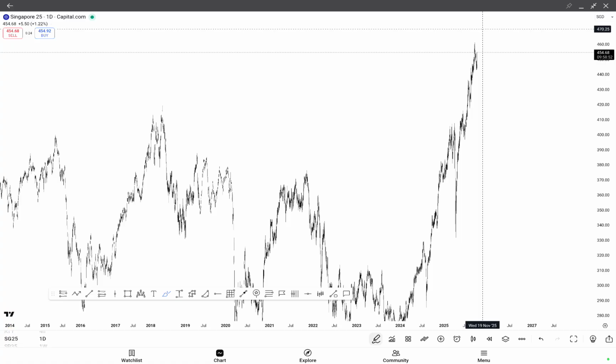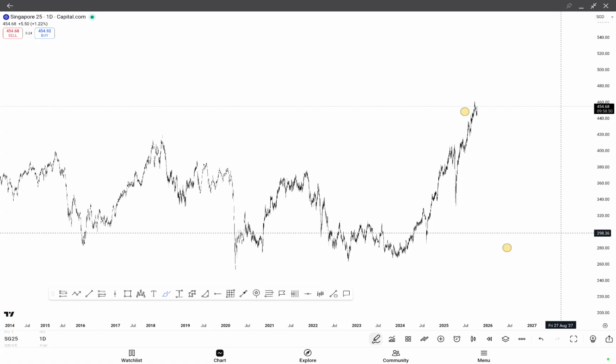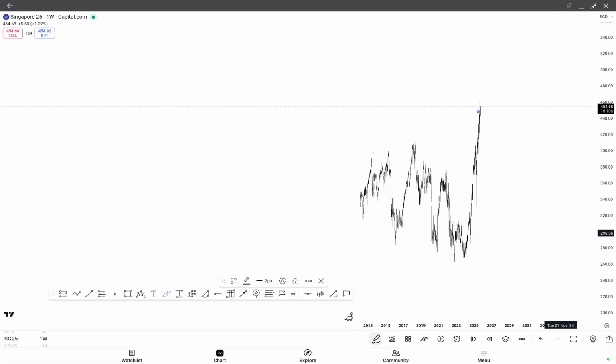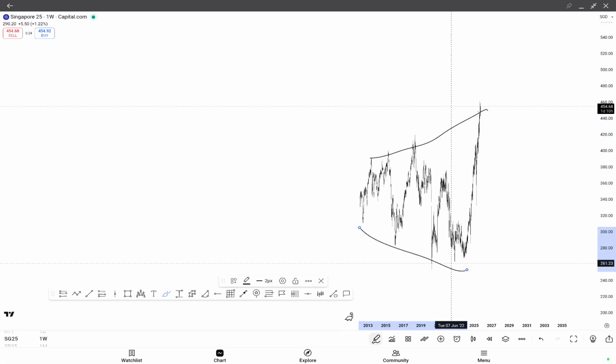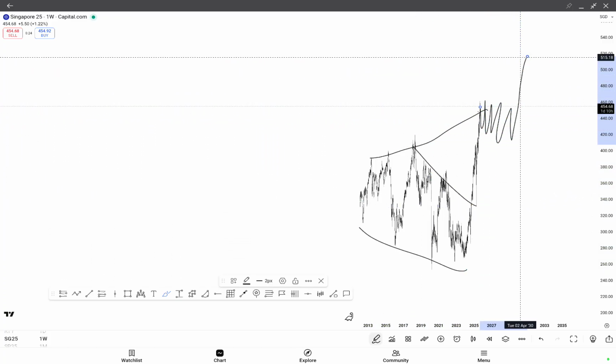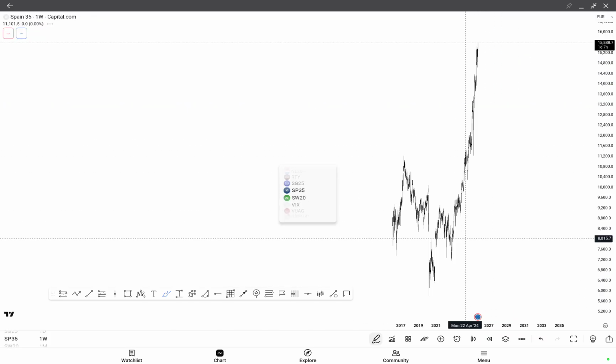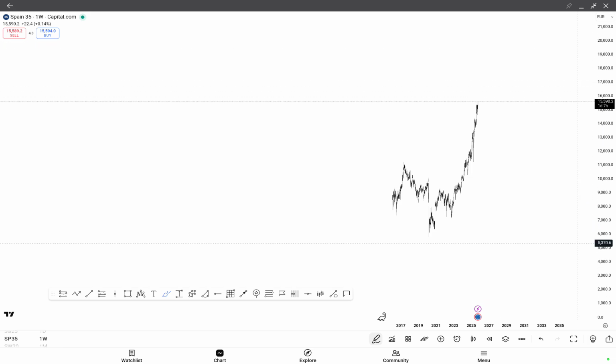And then if we look at the Singapore 25, I think in terms of longs, this is looking good. You can see that we've actually just done what we need to do in these areas now, so we're just rapidly moving. I think this could get pretty corrective for a while, create that next phase, and then go, so that could take some time. The SP35, rapid, man, honestly.